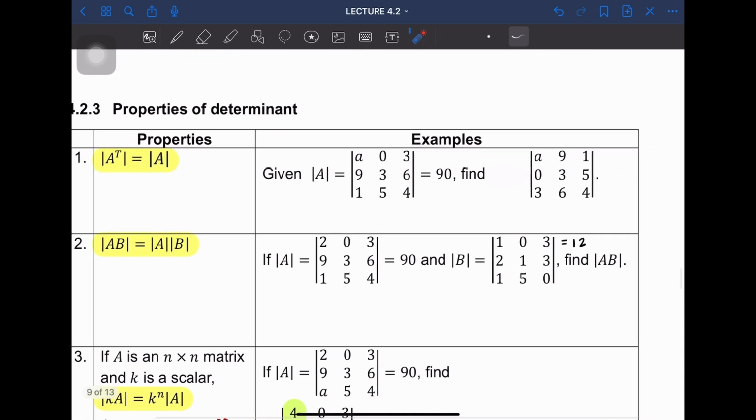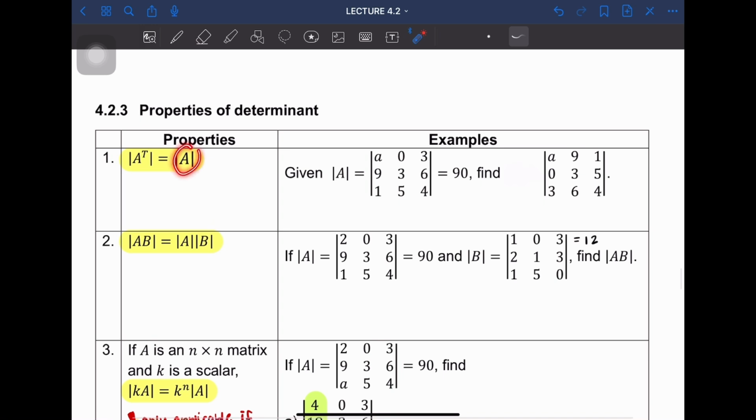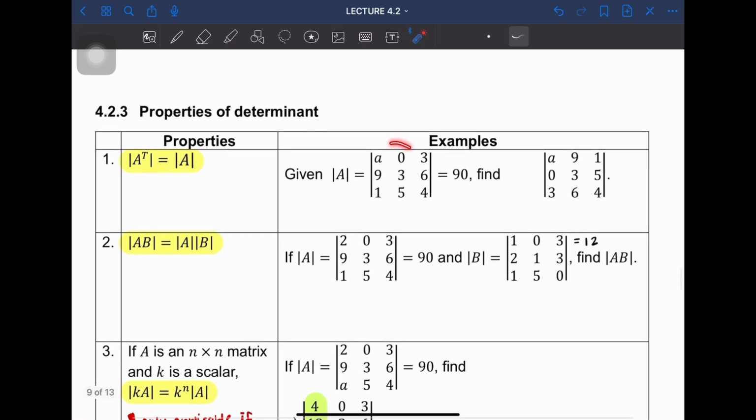The first property is that the determinant of matrix A is equal to the determinant of matrix A transpose. For example, we have matrix A over here and the determinant is equal to 90. They want us to find the determinant of this matrix. Notice that this is actually A transpose, where all the rows have become the columns of the matrix. So the determinant of A transpose is equal to the determinant of matrix A, so it is equal to 90. They will have the same determinant.